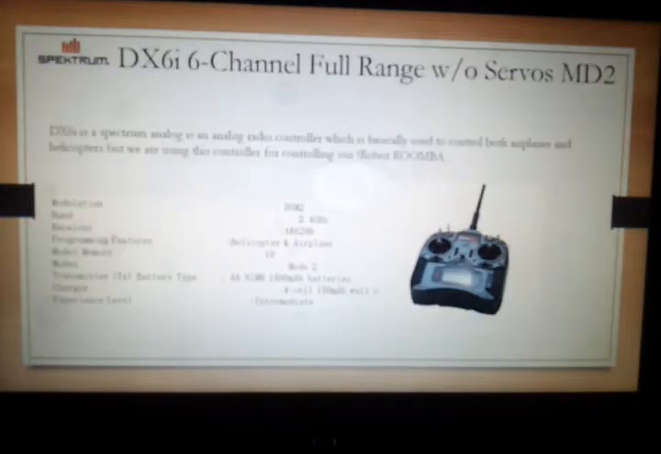This is the analog controller, the DX6i 6-channel full range analog controller. Basically, the main idea was to use a Bluetooth controller, but the advantage of the analog controller is that it has a very high range. It can control anything up to 150 meters. The DX6i is a Spektrum analog radio controller, which is basically used to control both airplanes and helicopters, but we are using this controller for controlling the Roomba robot.